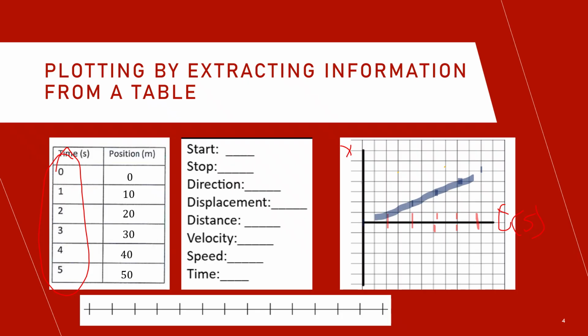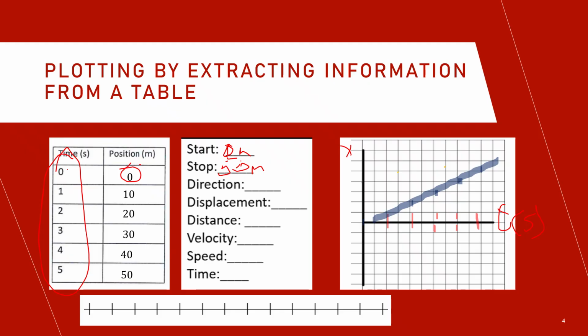Then go ahead and connect those from 0, and we can begin working on the actual filling of the table. Okay, so to put those on the table, our starting point at 0 seconds, it was 0 meters. So 0 meters. And then our stop, we stopped at 50 meters.